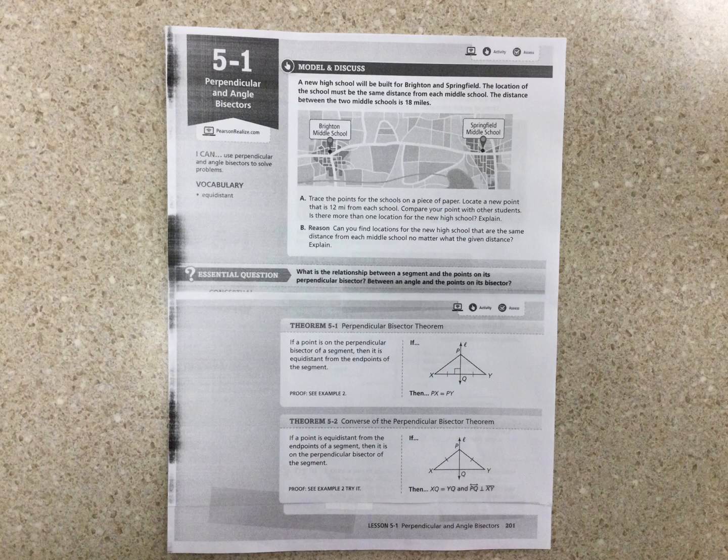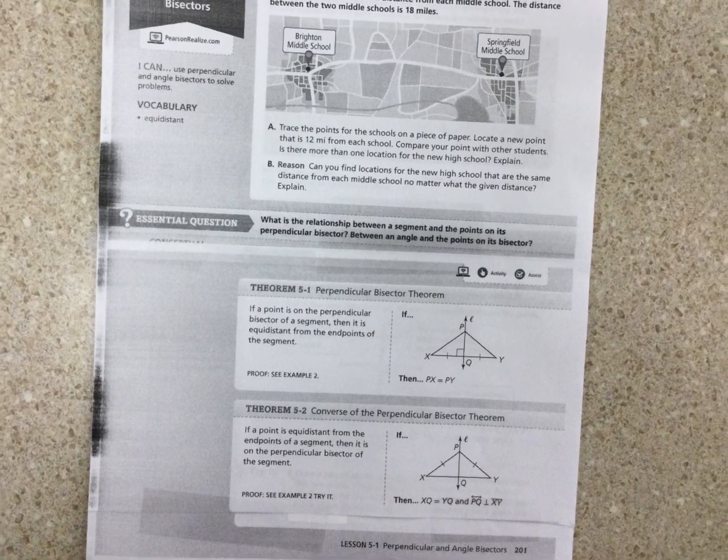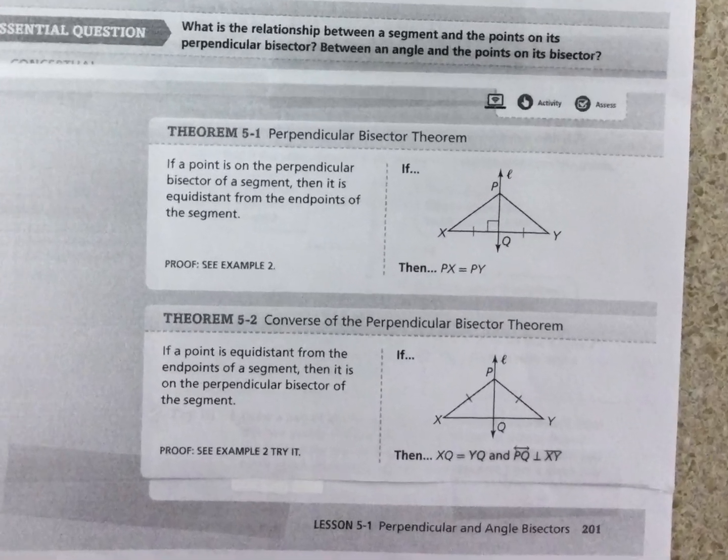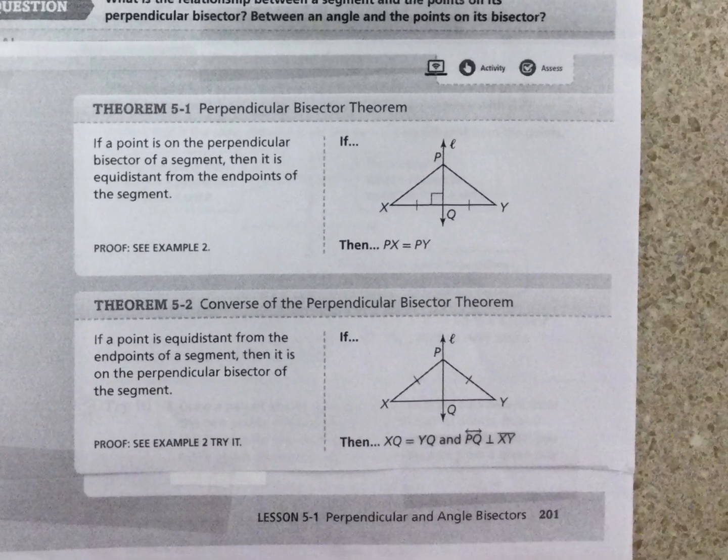Okay, so this section 5.1 is on perpendicular and angle bisectors. We'll talk more about that picture in class, but let's look at the theorems.